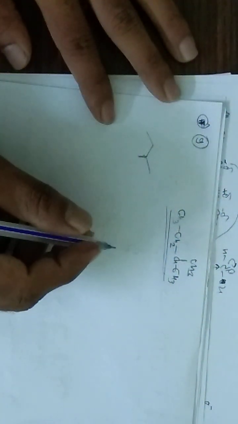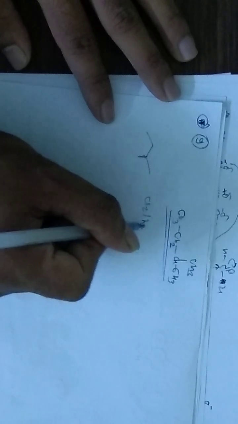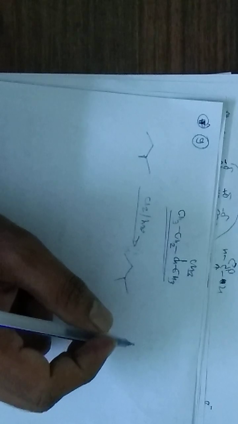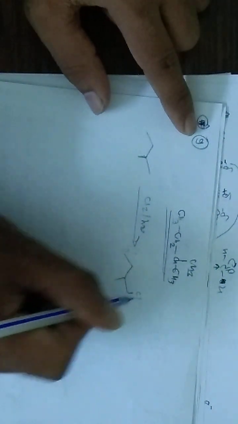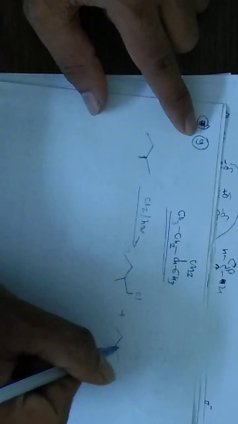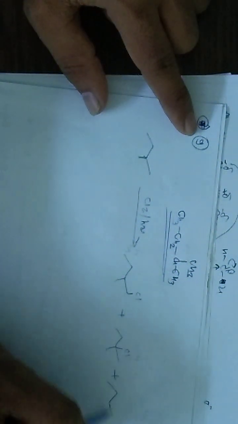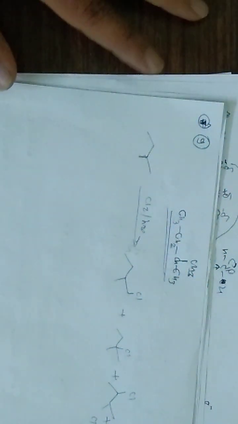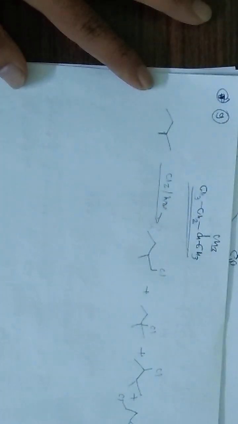This on monochlorination, that is Cl2 in presence of light, what will be the product? There are a number of products. If I chlorinate at that side, one product is there. If I chlorinate these two sides, they are the same, therefore another product is like that. Another is this one, plus another is this one. So now these four products are formed. Among these, this one is the chiral carbon.